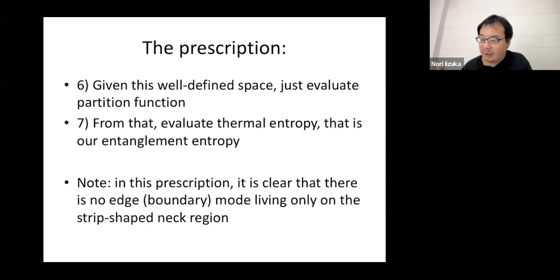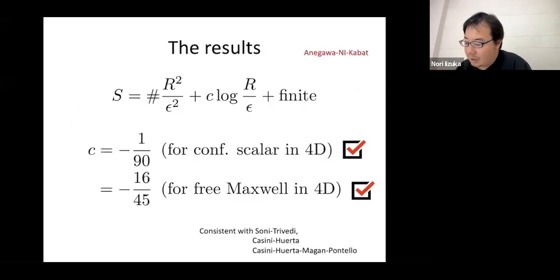Just one comment. In this prescription, there's no edge mode, obviously, because it's just a smooth neck connecting between left and right. There's no edge mode living on the boundary. So I'll quickly go to show the result. What is the final answer? This coefficient does depend on how you regulate your neck region, how you introduce epsilon. But this C turns out to be independent of how you regulate. That's intuitive, because log epsilon is a UV-insensitive contribution. Therefore, we focus on this.